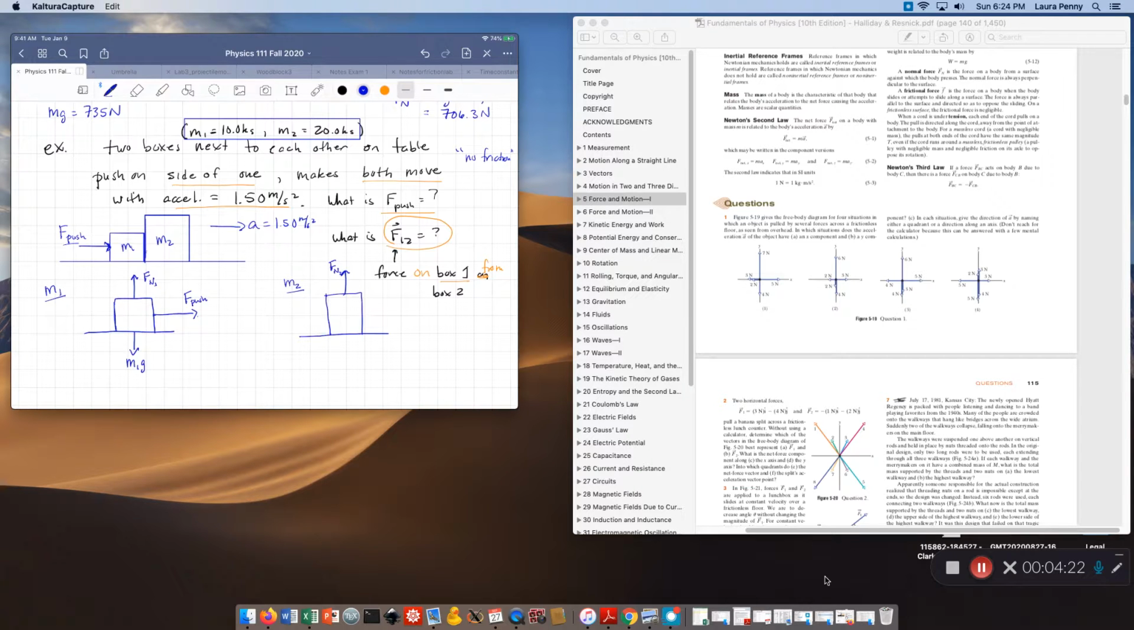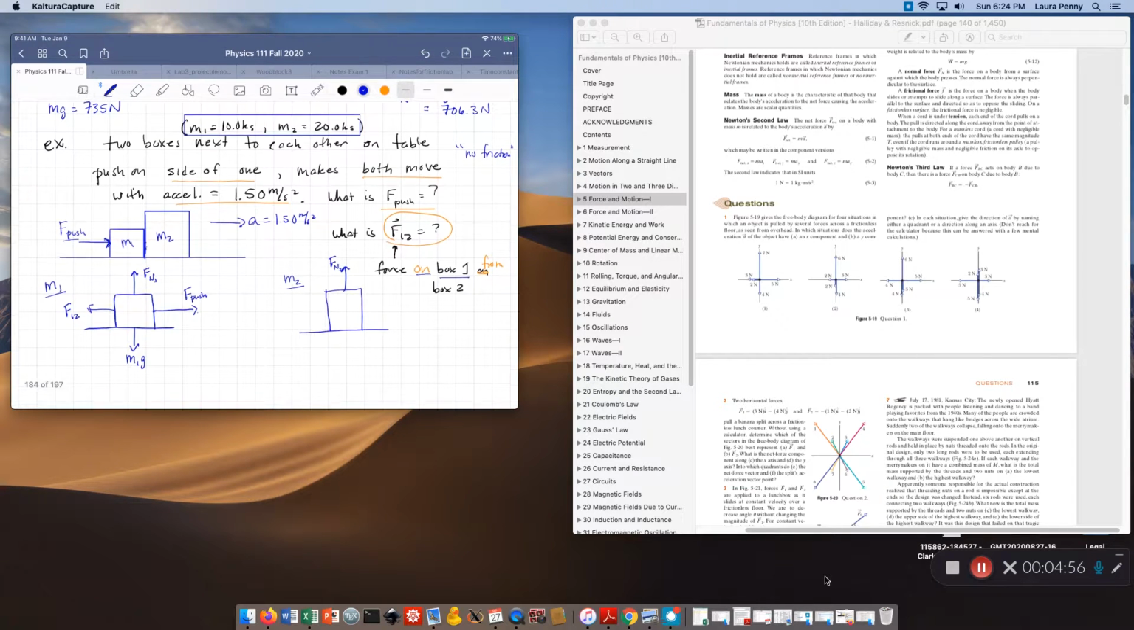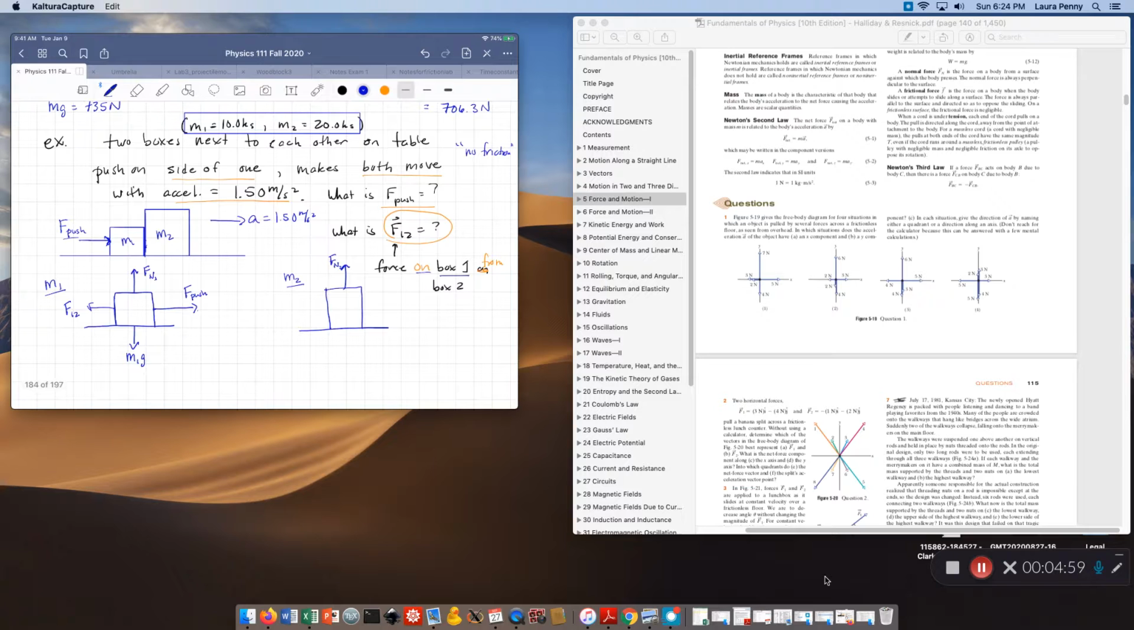But box 2 is touching box 1. And in fact, that's what I'm asking for: what's the force on box 1 from box 2? If box 1 is pushing into box 2, that means that box 2 is pushing back on box 1, right? Hopefully that makes sense to you. So those are the forces on that box.